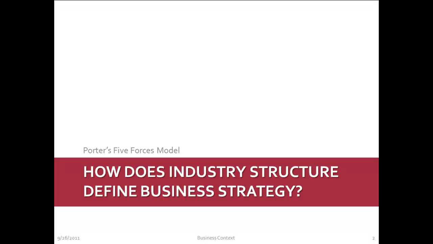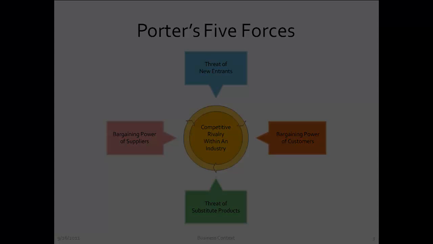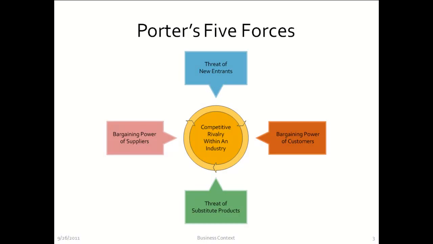So now to the first learning outcome, how industry structure affects an enterprise's strategy. Porter's 5 forces or 5 elements of industry structure consist of the bargaining power of suppliers, the bargaining power of customers, the threat of new entrants or new businesses into that industry structure, and the threat of substitute products. And finally, these 4 elements play into the 5th element, which is the competitive rivalry within an industry.